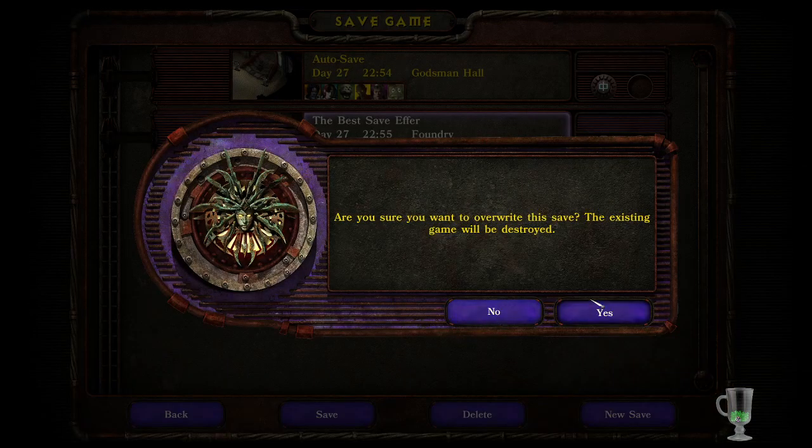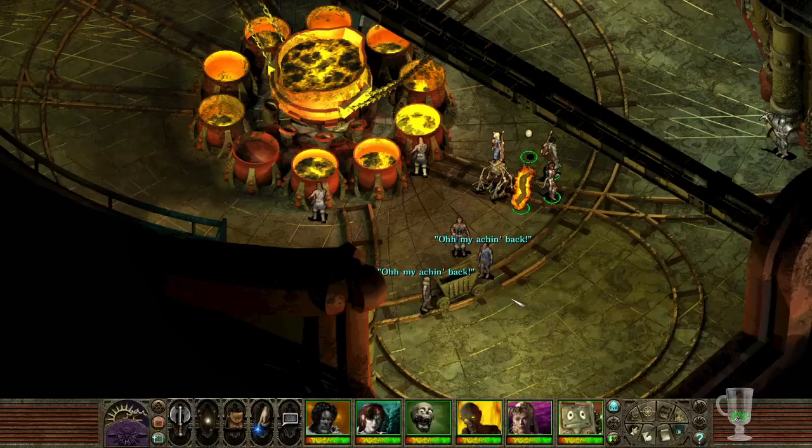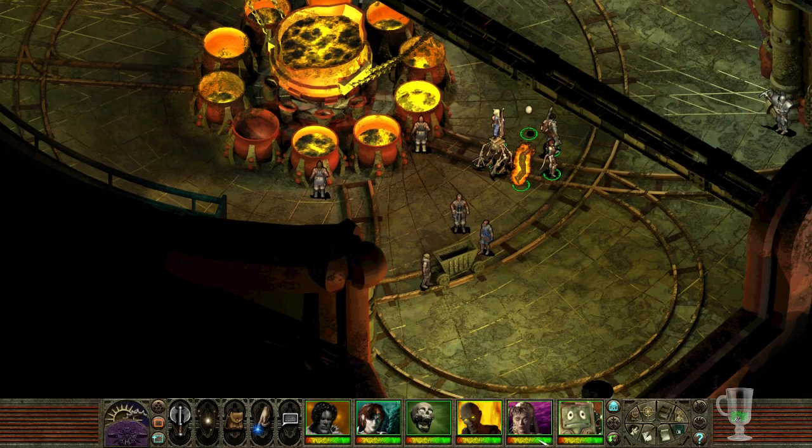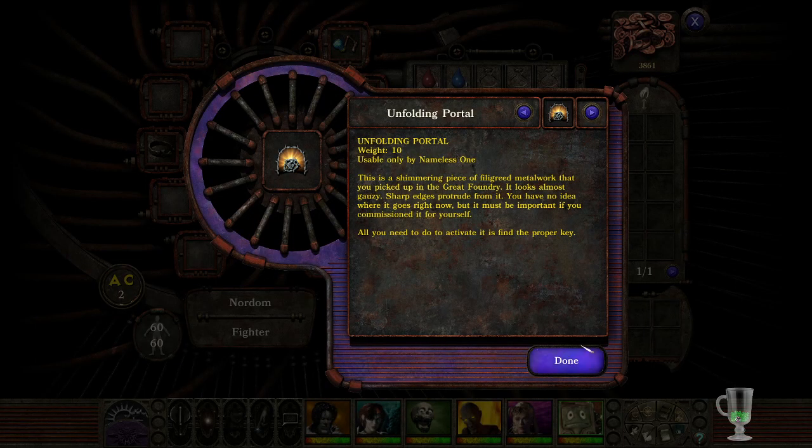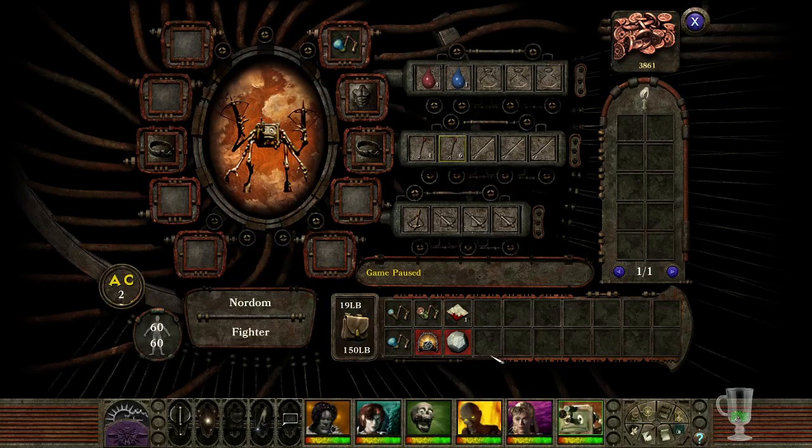At least we got somewhere new. We got a new item. In fact, let me check that real quick. Usable only by a nameless one. This is a shimmering piece of filigreed metalwork that you picked up in the Great Foundry. It looks almost gauzy. Sharp edges protrude. Must be important. All you need to do is activate it. To activate it is to find the proper key.